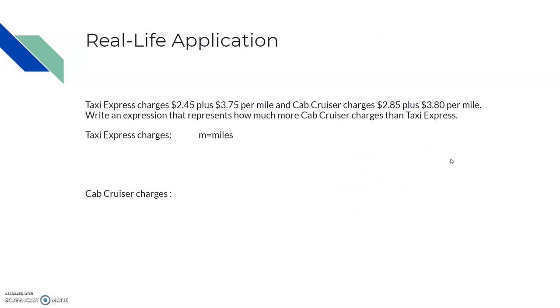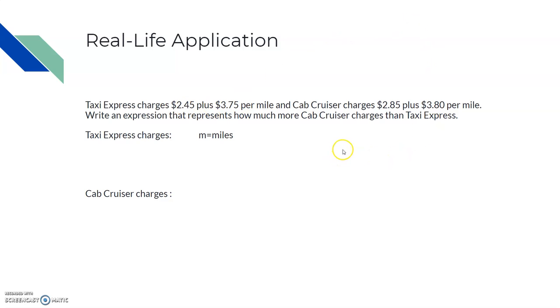And now we're going to be looking at a real-life application. Taxi Express charges $2.45 plus $3.75 per mile, and Cab Cruiser charges $2.85 plus $3.80 per mile. Write an expression that represents how much more Cab Cruiser charges than Taxi Express. So now we could tell that Cab Cruiser already charges more because it says how much more Cab Cruiser charges than Taxi Express. And we can obviously see it in the numbers here that they are greater than Taxi Express.